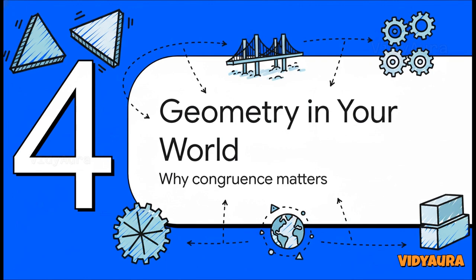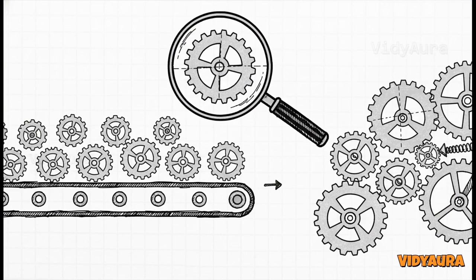Okay, so we've got these really neat rules. SAS, ASA, AAS. But what's the point? Why does proving two triangles are identical actually matter in the real world? Well, this is where it all comes together. The truth is, congruence isn't just some abstract idea for a math test. It is the invisible backbone of our entire modern world.